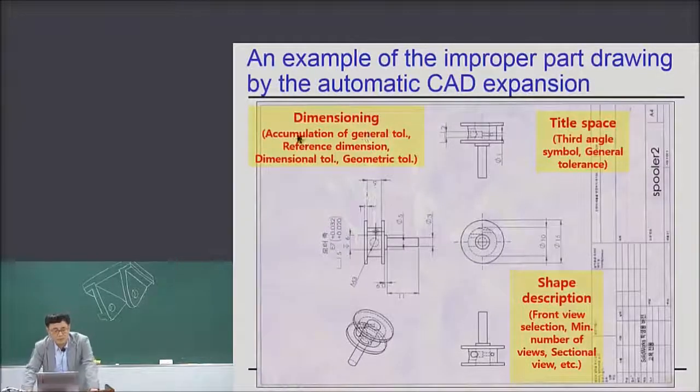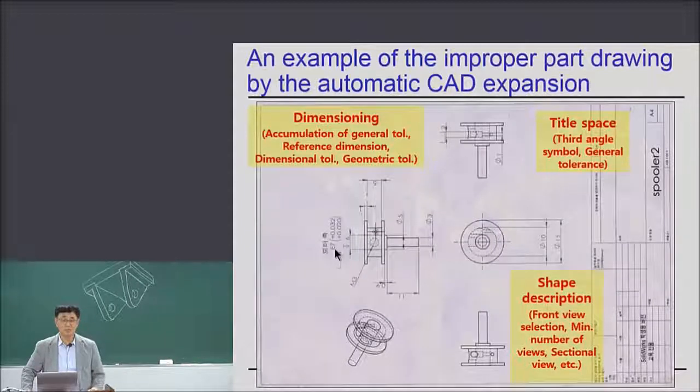And dimensioning, you know, since there is accumulation of general tolerance, even if general tolerance is not given here. So reference dimension is very important: which is the reference or which is not. Okay? And dimensional tolerance and geometric tolerance. Only the dimensional tolerance is E7, large E7. Actually, for the shaft it should maybe be the smaller letter, but this graduate student used large E7.